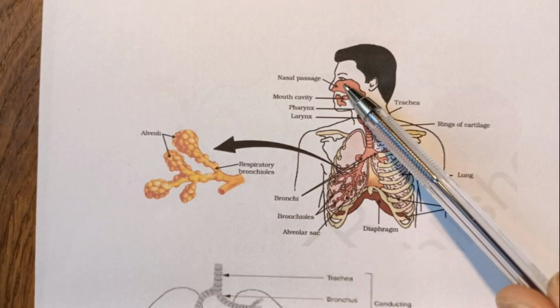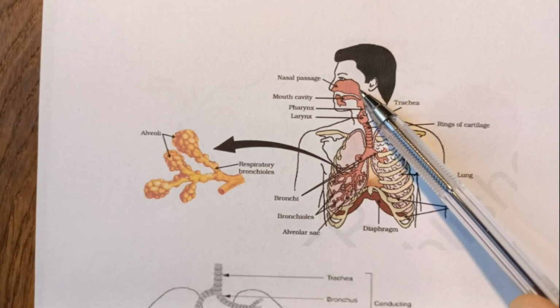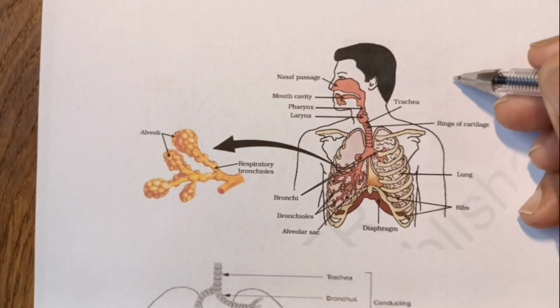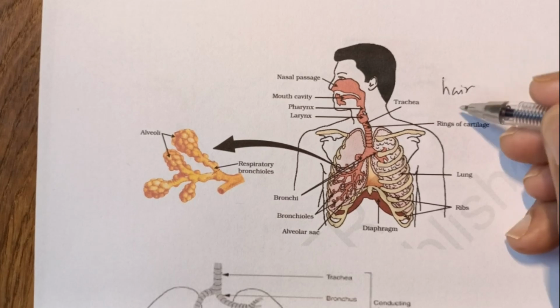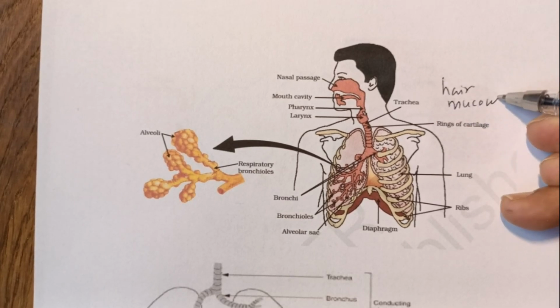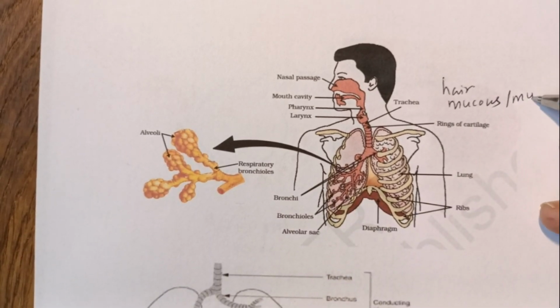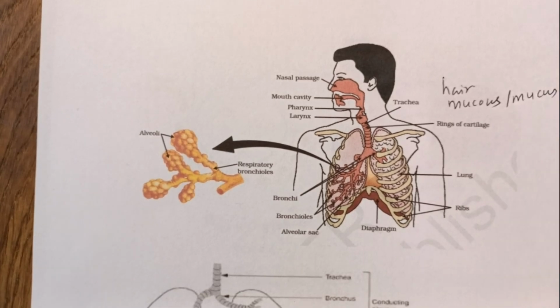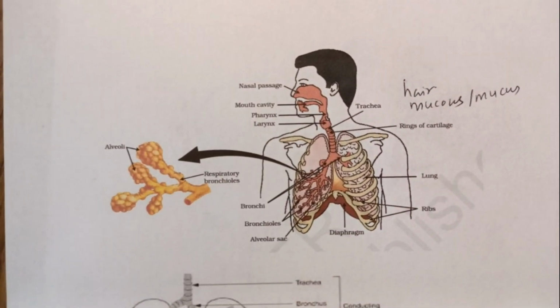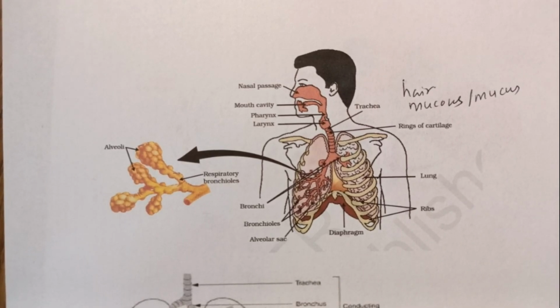These passages are also lined by mucus. So remember, there is hair and there is mucus. Now what does this mucus do? Mucus can be written as M-U-C-O-U-S or M-U-C-U-S. It's got two spellings, American and British English. This mucus also helps in filtration, because the dust particles and small foreign particles will get stuck to the mucus and they won't be able to pass through the throat into the lungs.